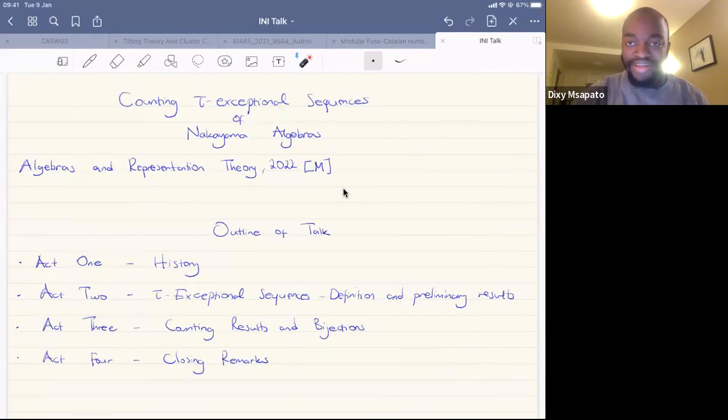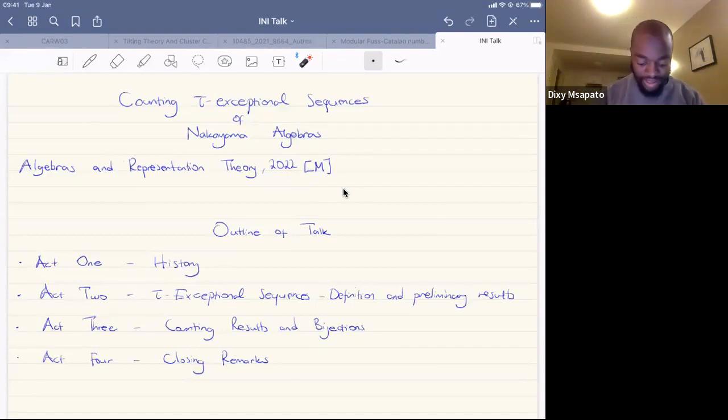I'd like to start by thanking the organizers for inviting me here and allowing me to speak to you today. The title of today's talk is Counting Tau Exceptional Sequences of Nakayama Algebras, and it's based off a paper of mine by a similar title, which is in the Algebras and Representation Theory journal, and came out this year.